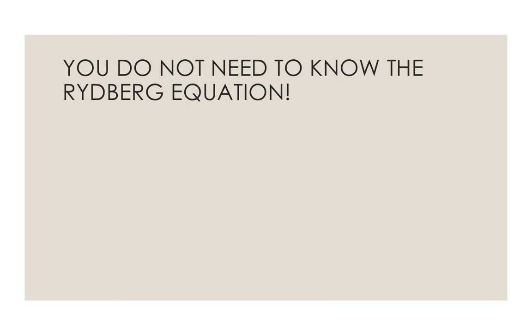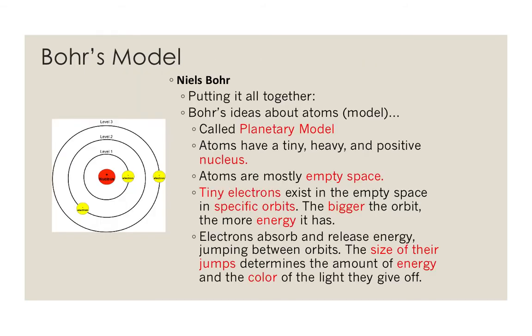In your book, you will see a conversation about something called the Rydberg equation. We don't care about that. You can skip through that. So that then brings us to Bohr's model. If we put it together, it's oftentimes called the planetary model, with things that are carried over from what we know before.